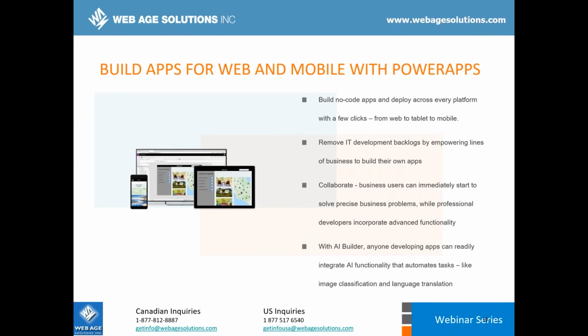And again, when you're incorporating functionality such as AI Builder, there are some really great capabilities such as form processing, object detection, and language translation that you can start to bring into the equation.